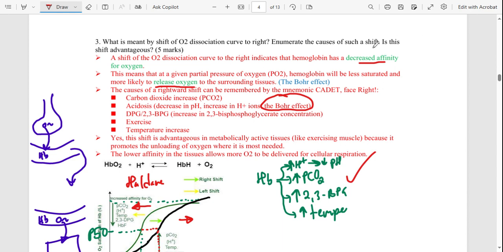And then the other part of the question was saying, is this shift advantageous? Yes, this shift is advantageous. Why? Because think of exercise, you need a lot of oxygen to enter into the cells. So you need the oxygen to have a low affinity to hemoglobin so that it can be released and delivered to the cells for cellular respiration to happen. I hope that is okay. Does that make sense?